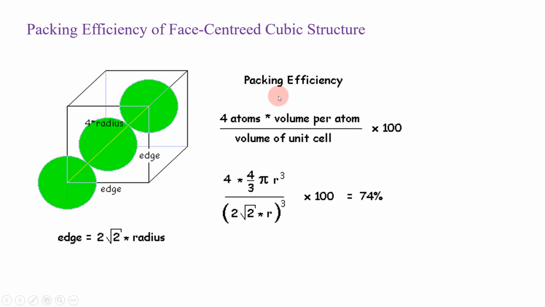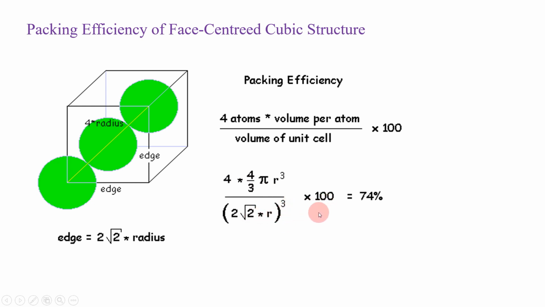Now the packing efficiency for face centered cubic. You can see there are three spheres, and these three spheres touch each other, because in the FCC crystal structure the center atoms touch the corner atoms. This is the condition for FCC. So the packing efficiency for FCC is 4 atoms multiplied by the volume per atom, divided by the volume of the unit cell, multiplied by 100. So we have 4 into 4/3 pi r cube upon (2 root 2 into r) cube.